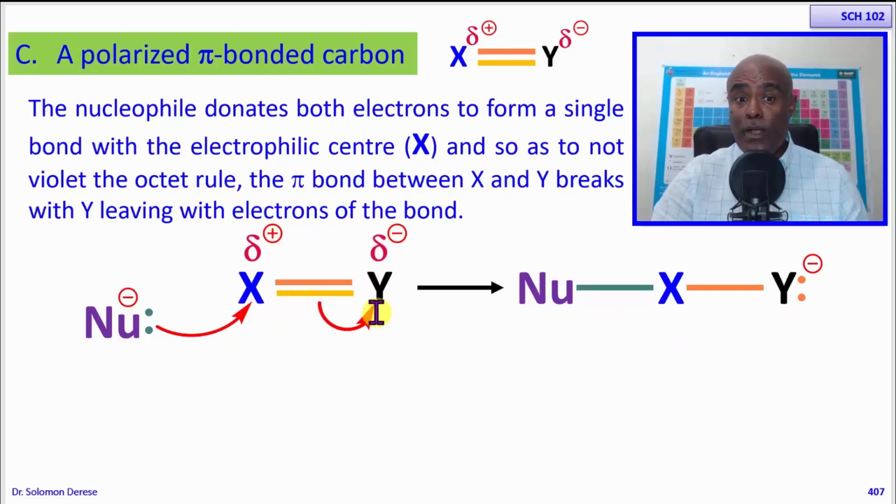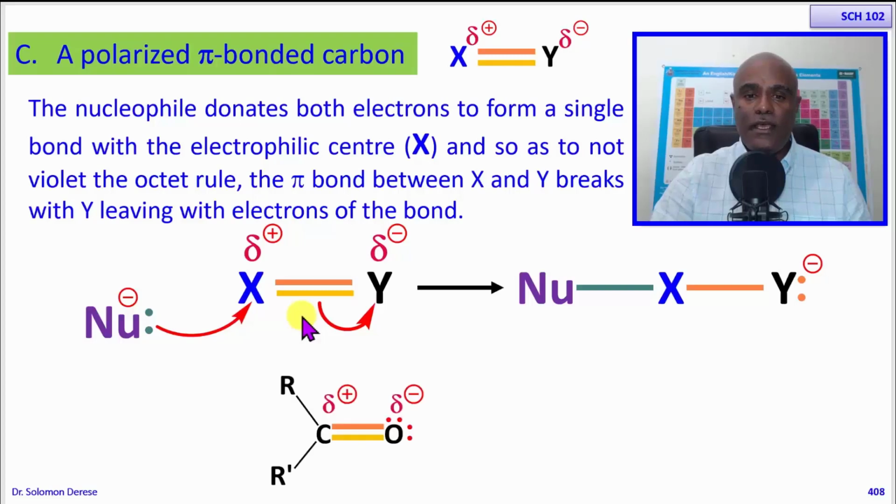So at the end of the day, when you look at X, originally it had how many bonds? 2 bonds. In the product, it has got how many bonds? 2 bonds. It has not gained, it has not lost. So it is comfortable. It has got the octet of electrons it needs. In order for it to have an octet of electrons, this pi bond must break. If the pi bond does not break, it will have extra or additional electrons, violating the octet rule.